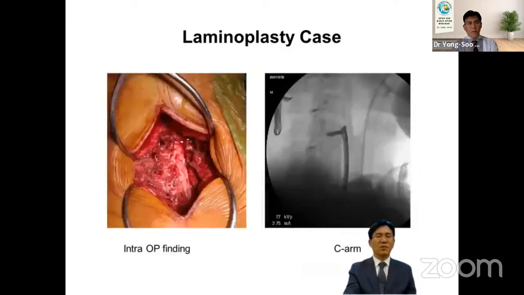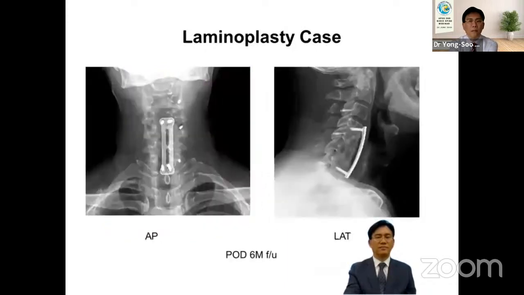Left side intraoperative finding and stabilizing with suture anchor. Postoperative 6 months: the patient had improvement of CSM symptoms and the lateral radiograph shows well-maintained cervical lordosis.